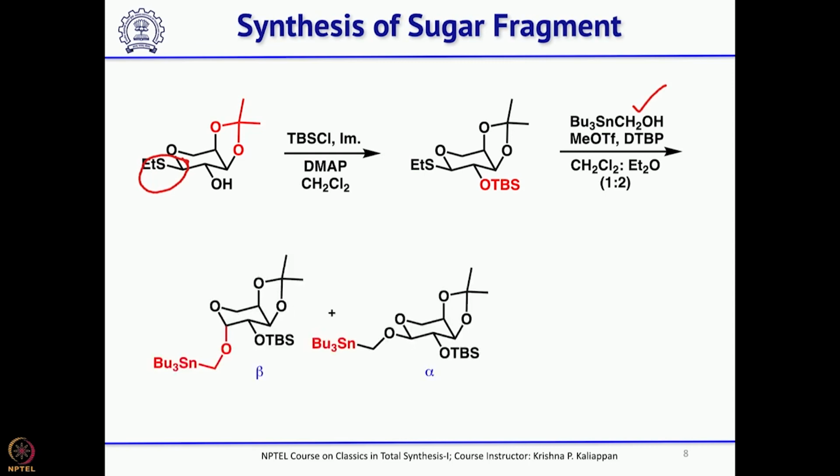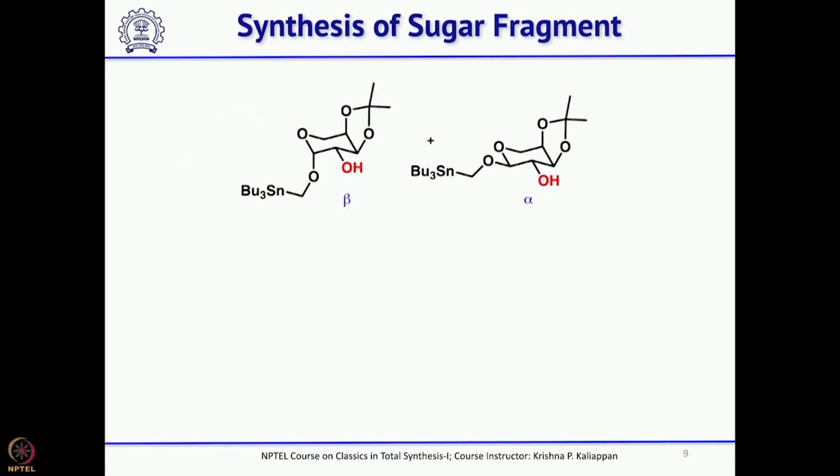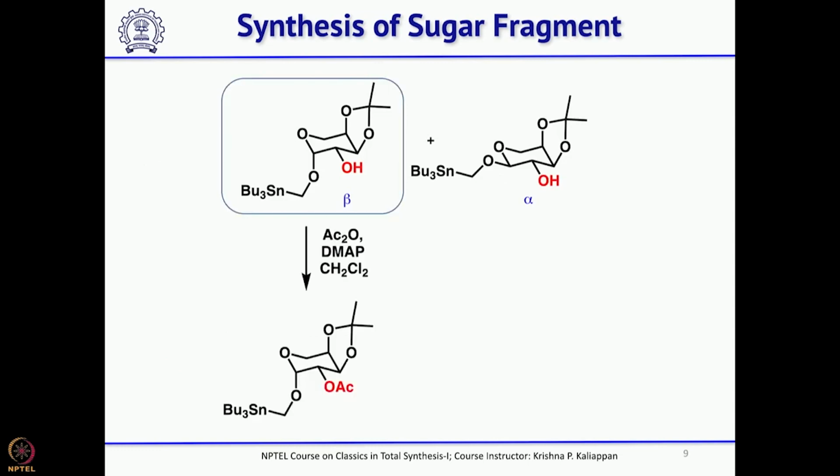So, that gives you the required CH2SnBu3. So, here the beta isomer is the isomer which is required for the Stille coupling. Now, removal of that TBS group by fluoride reagents like TBAF will give the hydroxyl, and simple acetylation gives you the fragment required for the Stille coupling. Okay. So, now he has synthesized the sugar fragment successfully in few steps starting from D-arabinose.